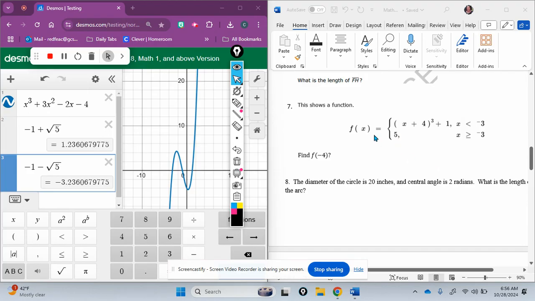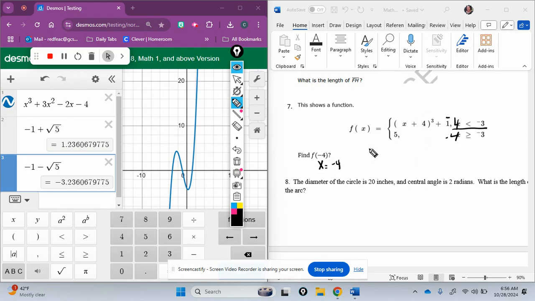All right, number 7, f of x equals x plus 4 cubed plus 1, where x is less than negative 3, and 5, where x is greater than or equal to negative 3. Our function is f of negative 4. So the first thing you do when you're dealing with piecewise functions, your f of negative 4 is like saying f of x, so your x is equal to negative 4. We need to see where negative 4 fits. Is negative 4 less than negative 3, or is negative 4 greater than or equal to negative 3? We know that negative 4 is less than negative 3, so it goes into this function.